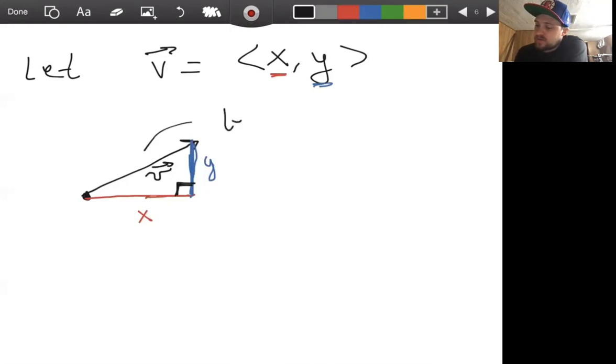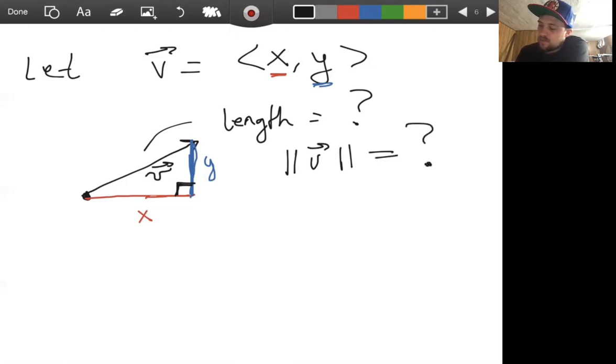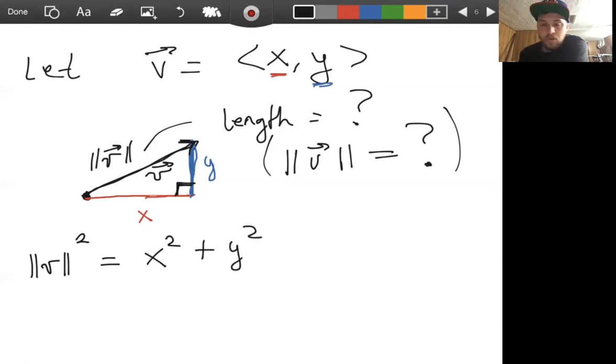So the question is, what is the length of this vector? Or put more in notation that's more in alignment with our class right now, what is the magnitude of v? That's what this question is asking. Well, we get a pretty easy answer thanks to Pythagoras. The length of this vector v here in black is going to be the magnitude of v. And Pythagoras tells us that the magnitude squared is the same as x squared plus y squared.